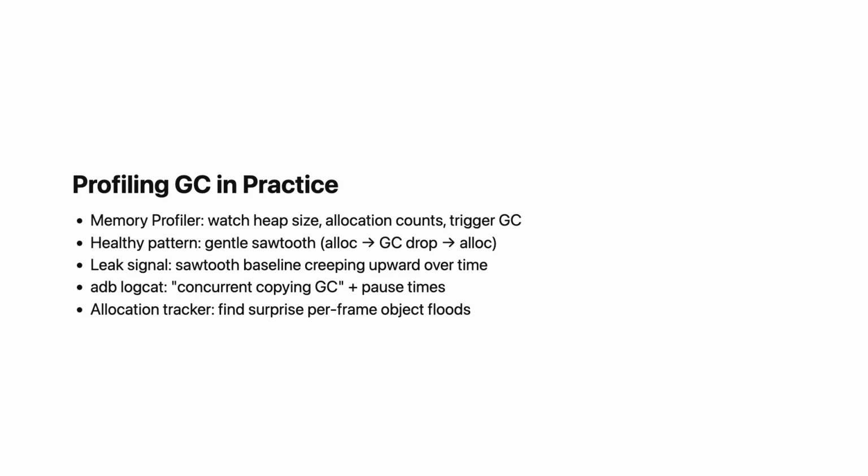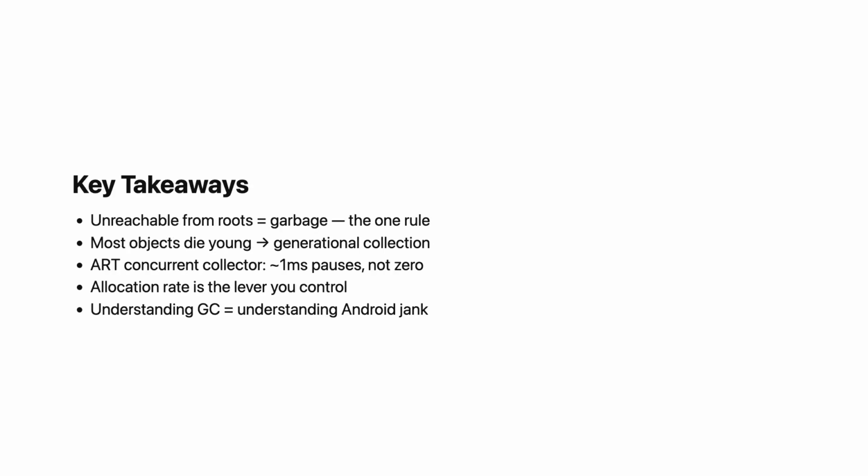Let's bring it all together. Garbage collection is not some distant infrastructure concern. It is the system sitting between your Kotlin code and the raw hardware, and it runs on the same CPU cores your UI thread needs for rendering frames. Every object you create is a promise that the garbage collector will eventually have to keep. Every reference you hold is a route that keeps an entire object graph alive. Every allocation in a hot path is pressure on the collector to work harder and faster.